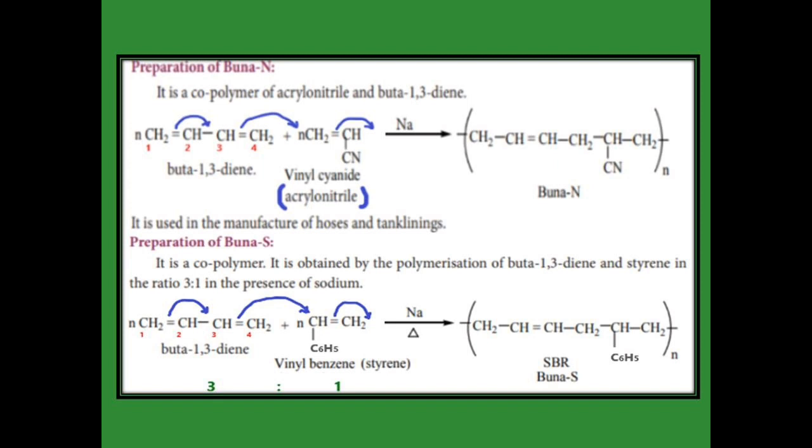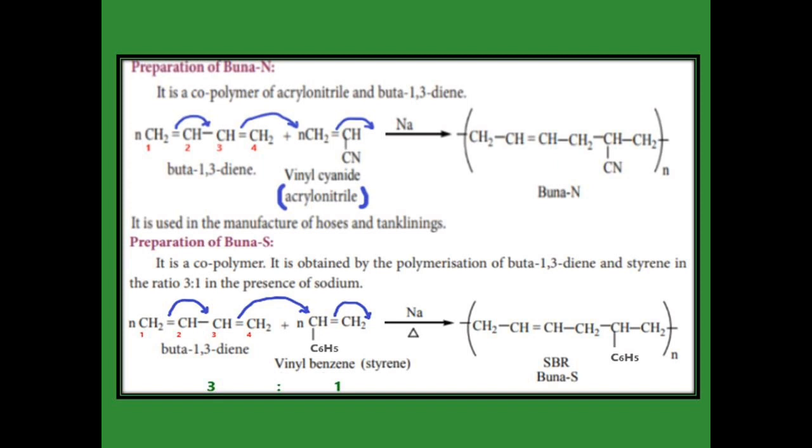Next one, Buna S rubber. In Buna S rubber, Bu means butadiene, Na means sodium, S means styrene. Now the butadiene, buta-1,3-diene, has its double bonds indicated by number. The same way as in Buna N rubber, in Buna S rubber the electrons move from the first and second carbon to the second and third carbon, and the third and fourth carbon to the first carbon of vinyl benzene, so that we get the Buna S unit. That unit repeated n times, we get the Buna S rubber.